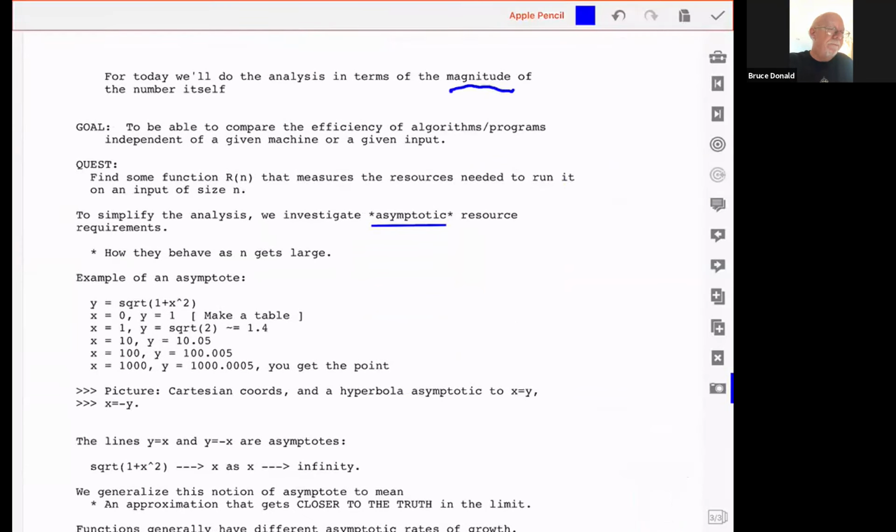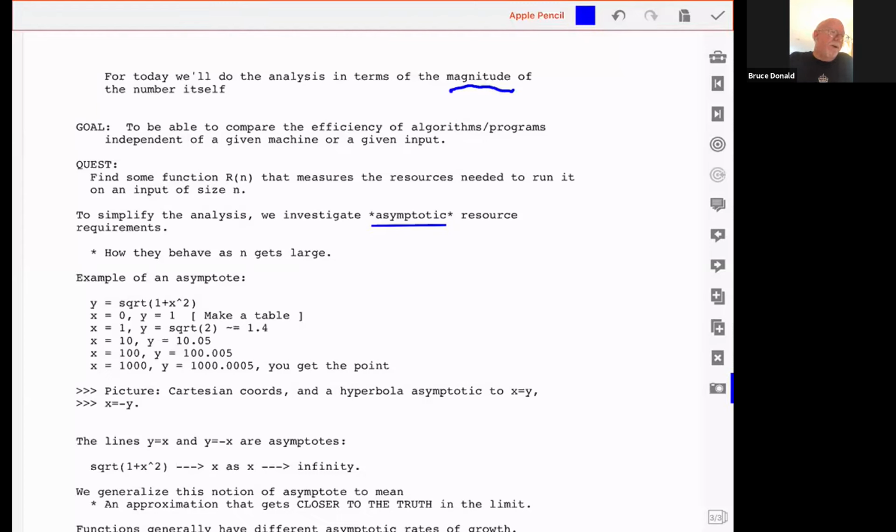What we want to be able to do is compare the efficiency of algorithms or programs independent of a given machine or a given input. Until Hartmanis and Cook and Hopcroft invented this idea, the only thing people could do is take their program, run it on some machine, and publish a paper about it. Then some other computer might be faster or slower, and it was hard to disentangle whether the algorithm was better or the computer was better. But we'll have a machine-independent way to talk about how fast algorithms are, how much space they have.